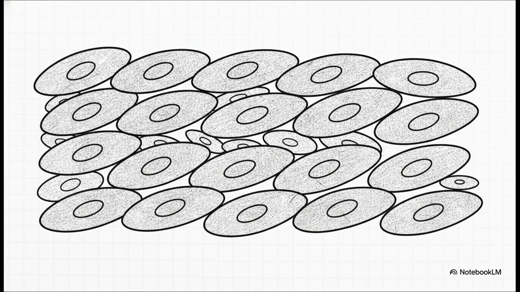But notice what's missing here. There are absolutely no striations. It completely lacks that highly regular, striped sarcomere organization we saw in skeletal and cardiac tissues. And that is exactly why we call it smooth muscle. Instead of stripes, it relies on a crisscrossing network of actin and myosin, which is anchored to the cell membrane by these things called dense bodies. This setup creates a slow, squeezing, sustained contraction.